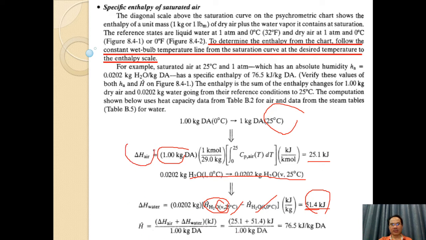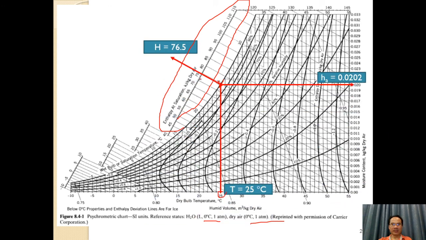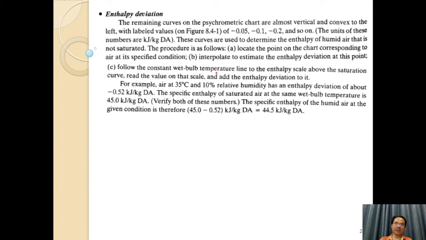It includes the sum of air and water divided by the total mass of dry air. You get 26.5. This is close to the value that you read from the chart, so all the values are the same. This is the technique for how to calculate enthalpy.